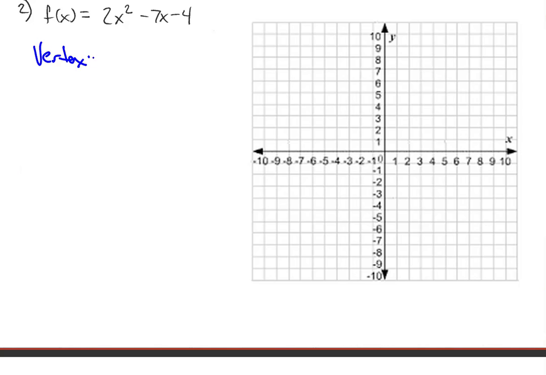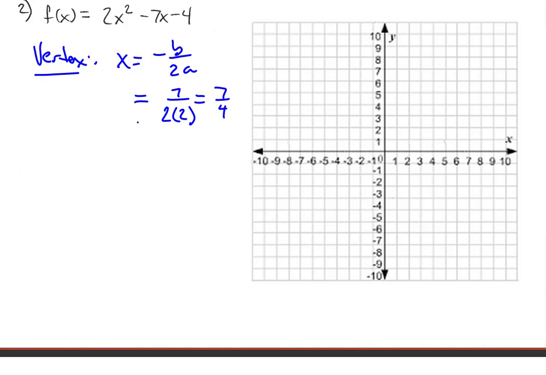To find the vertex, remember x equals negative b over 2a, as we have written above. So for this problem, b is given as negative 7 in the original, so negative b would be a positive 7, over 2 times a, where a is 2. So really 7/4 must be the x-coordinate of our vertex.